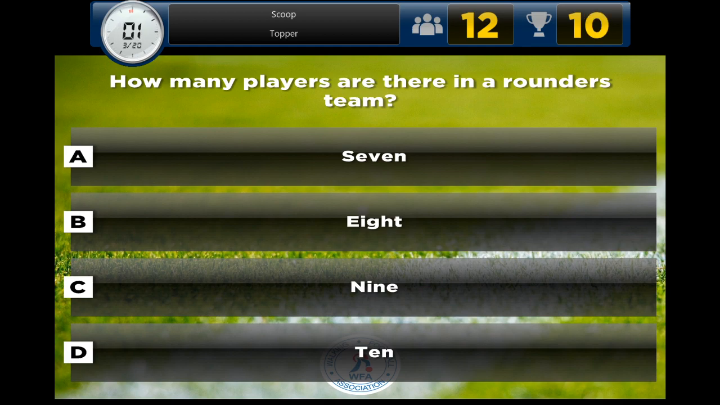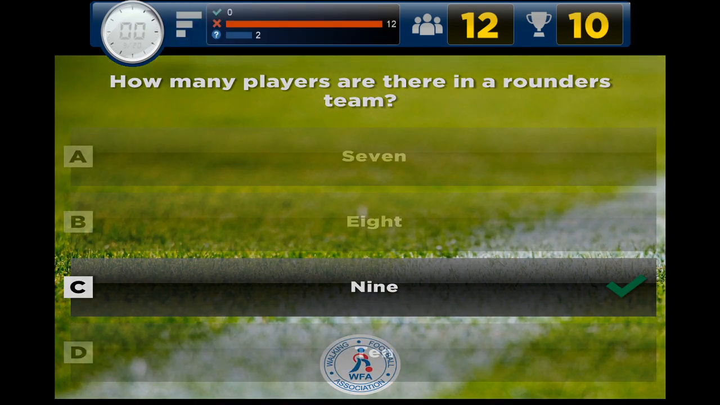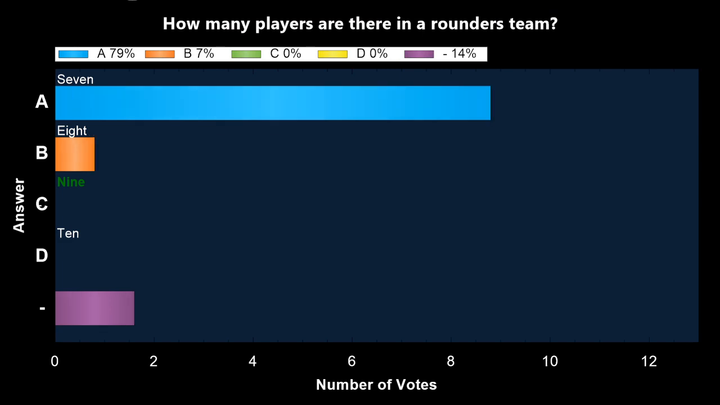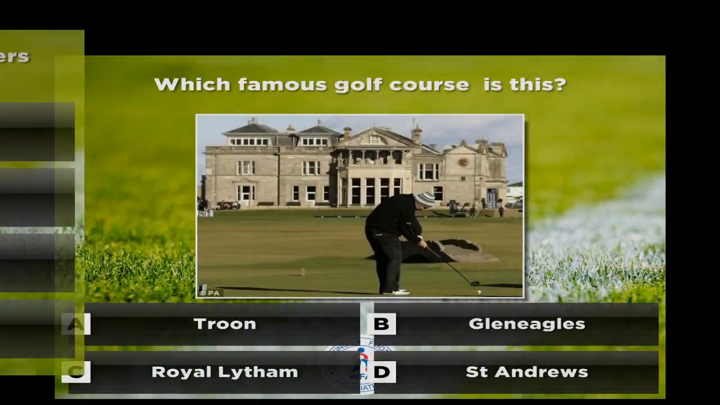And the answer is 9. So how many got that right? Nobody. 11 was the most popular answer, so we won't check the leaderboard because that'll be unchanged.